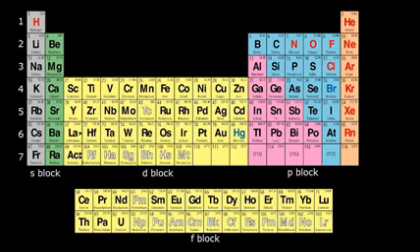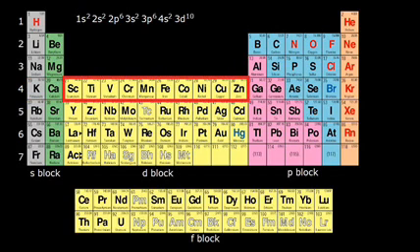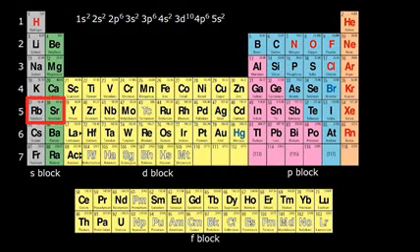We can use the periodic table when writing the electronic configuration of an element. Let's take iodine as an example. The electronic configuration of iodine is 1s2, 2s2, 2p6, 3s2, 3p6, 4s2, 3d10, 4p6, 5s2, 4d10, 5p5. In order to make it simple, we can use shorthand when writing electronic configuration.